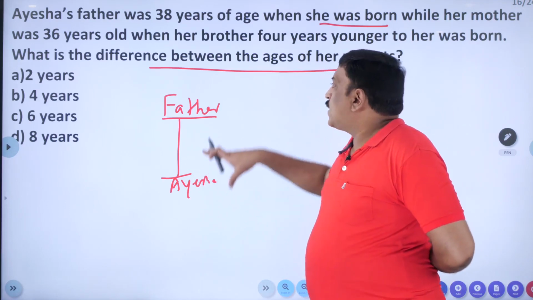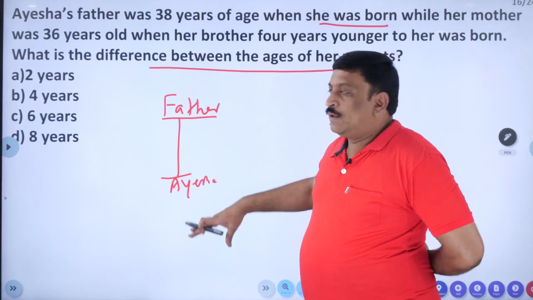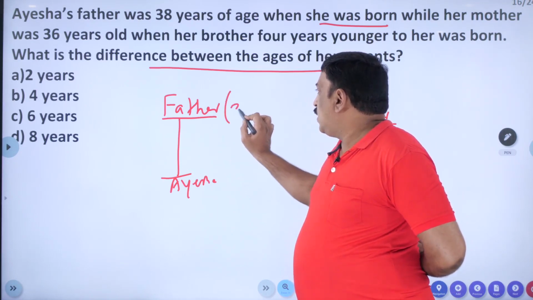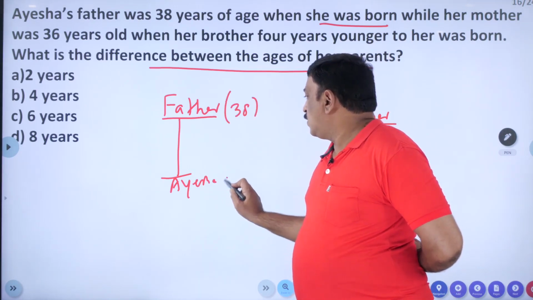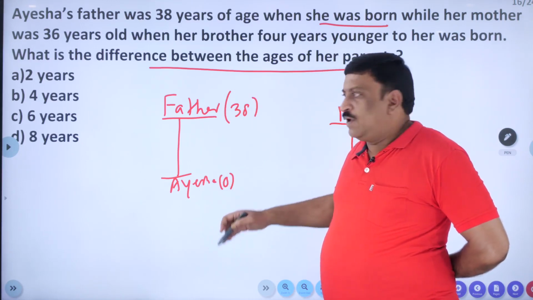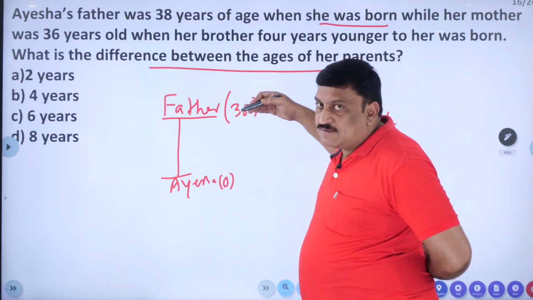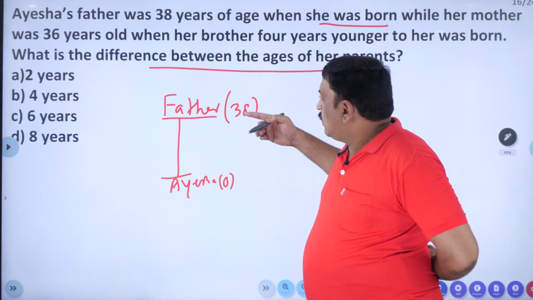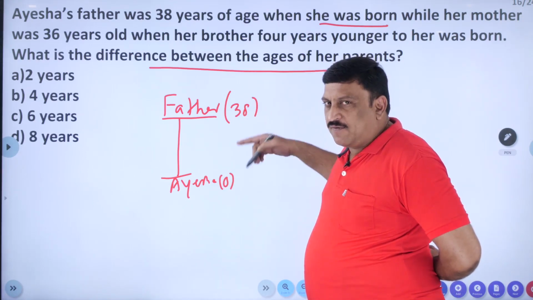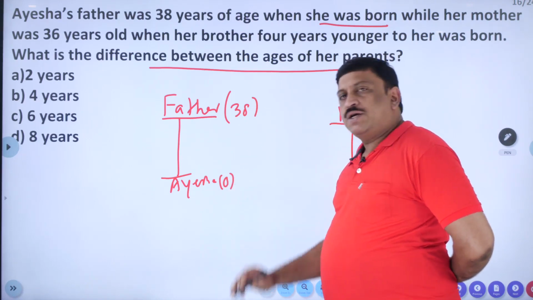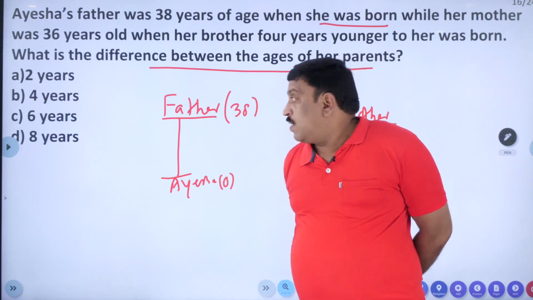Right? Ayesha and father, their difference is how much? 38 years. So if Ayesha is 0, he is 38. If Ayesha is 10, father is 48. Father can't be 35, then Ayesha is not there, no? Right? So by the time Ayesha was born, father is 38.